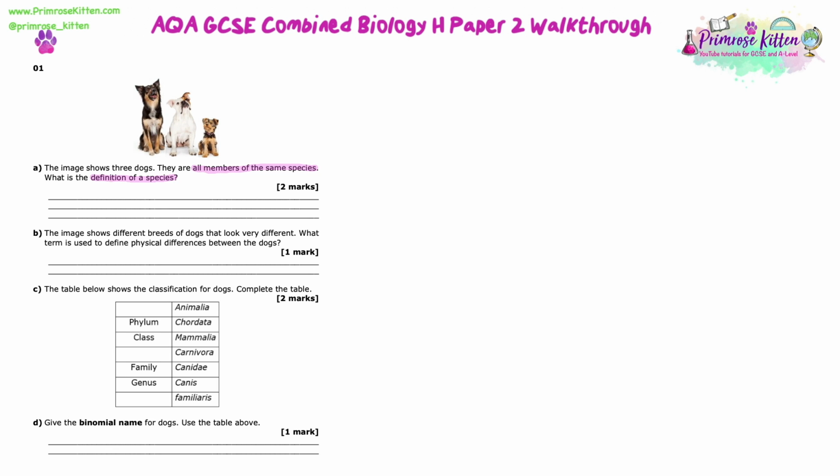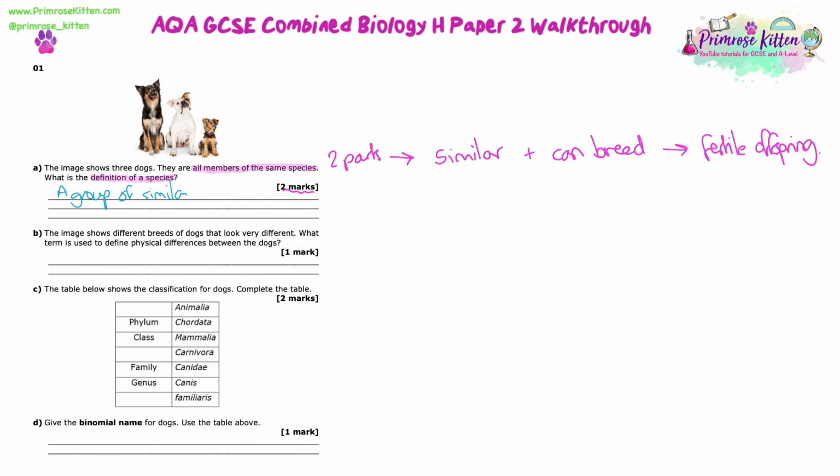So we need to say that they're similar organisms and that they can breed, but we need to make sure we also say they can breed to produce fertile offspring. Because remember, things like lions and tigers are similar. They can breed, but their offspring are not fertile, which is why lions and tigers are therefore different species. So a group of similar organisms that can breed to produce fertile offspring.